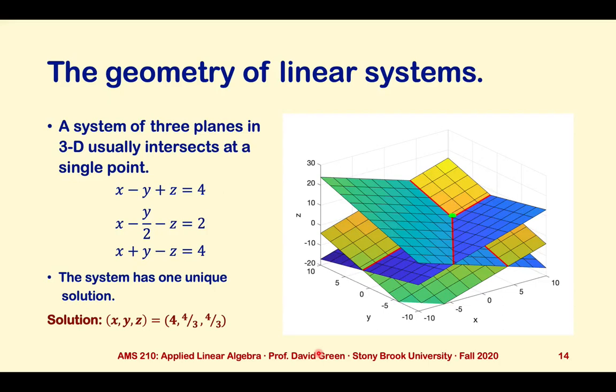This is what usually happens in 3 dimensions. If you take 3 randomly oriented planes in 3 dimensions, the most common outcome is that they intersect at exactly one point, just like this example here.